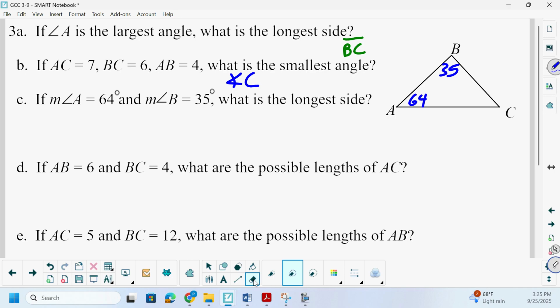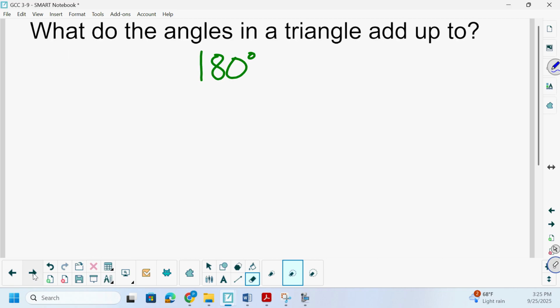However, we only know 2 of the angles. In order to determine which angle is the largest, we would need to know what that third angle is. And this is where the quick review I did earlier comes into play. Remember, our angles in a triangle add up to 180.